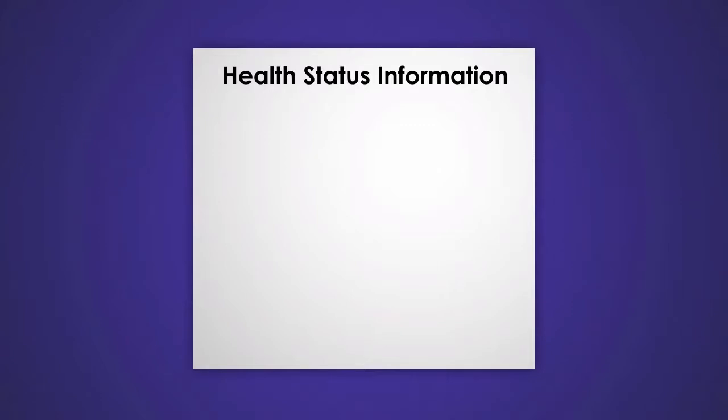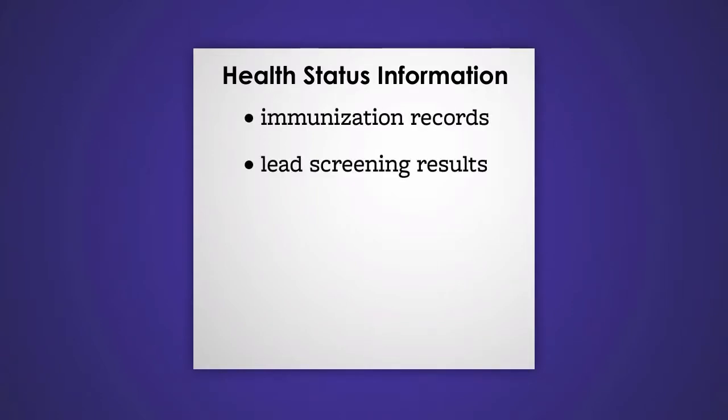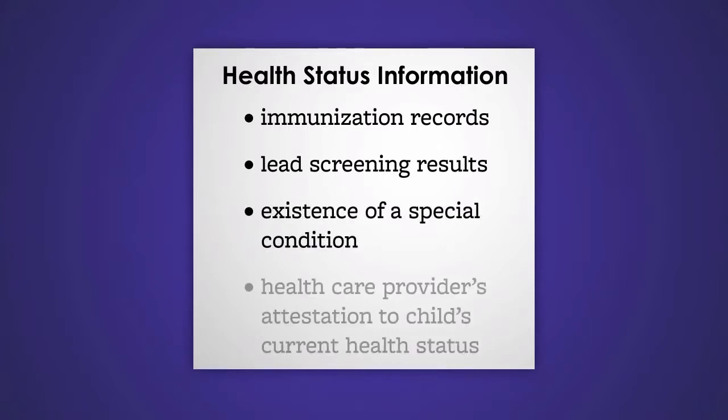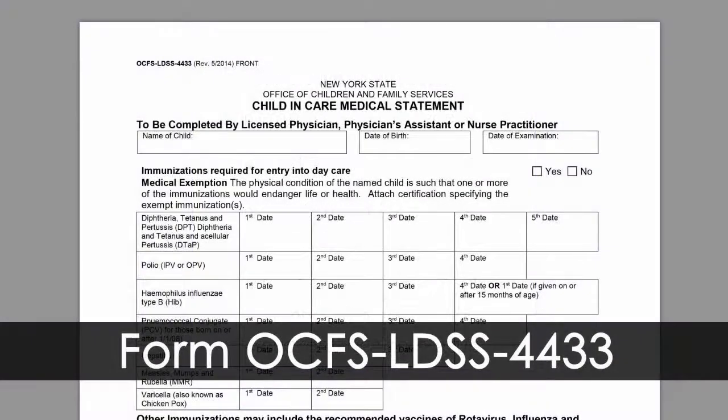Health status information you'll need includes immunization records, lead screening results, the existence of a special condition such as an allergy, and a health provider's signature attesting to the current health status of each child based on a physical examination. All of this information can be found on the OCFS Child in Care Medical Statement.